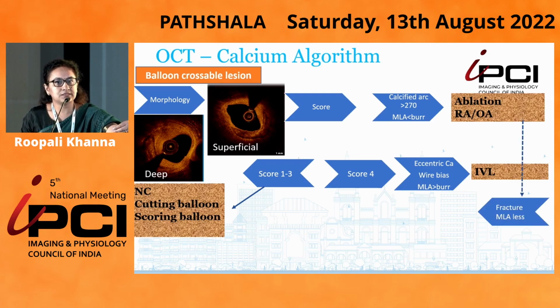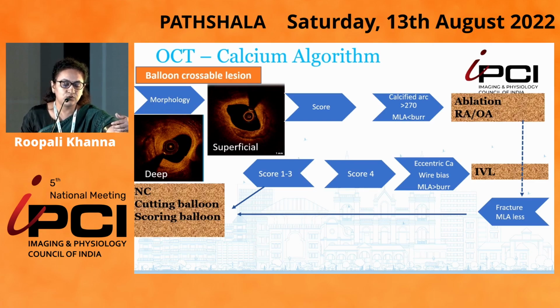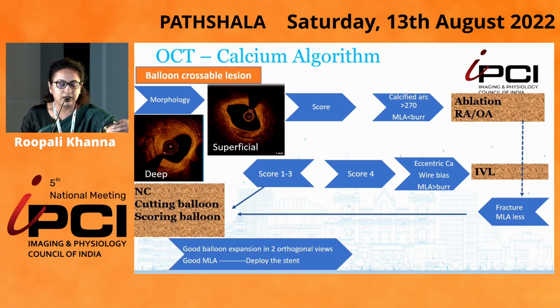After doing these cases, we should always try to see whether we are able to produce any fracture, and then OCT should be done. If you have a good fracture, fine; if the MLA is small and there is no fracture, we should again go for balloon strategies, such as the cutting balloon or scoring balloon, and if needed, IVL. If there is good expansion in 2 orthogonal views after balloon dilatation and a good MLA, then we should go for deployment of the stent. If still not achieved, then again try these strategies.